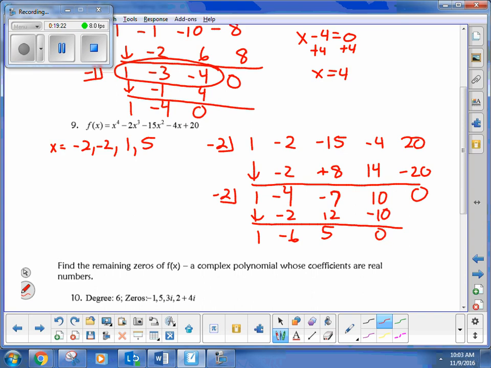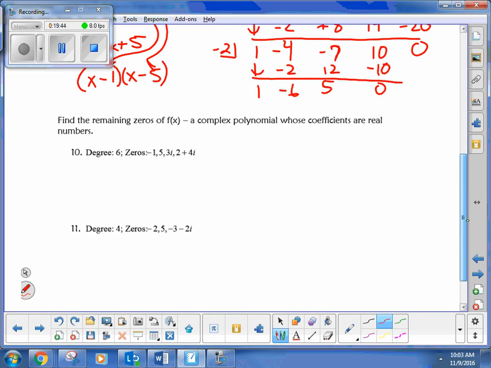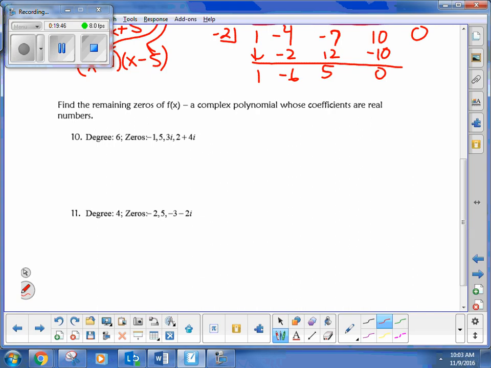If you wanted to, you could probably just go ahead and do x squared minus 6x plus 5, and then you could discover that the two factors that add up to -6 is actually x minus 1, x minus 5, which is actually these two solutions here too. So if you want to do that, you're at liberty. If not, you continue synthetically dividing it. You're going to come up with a 0 at the end. All right, lovely. Let's go ahead and move on to this one.